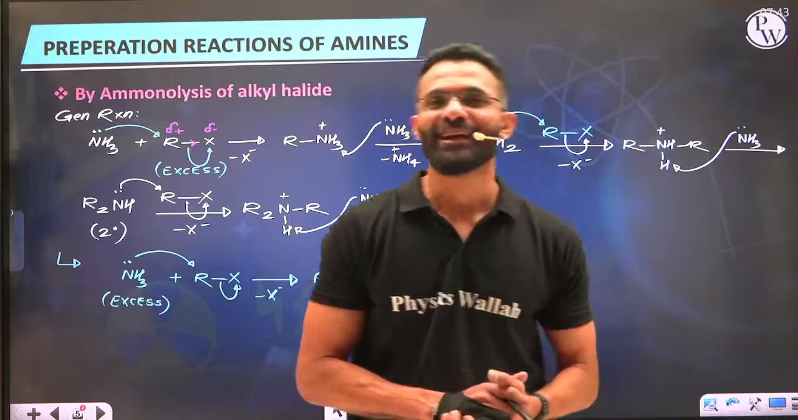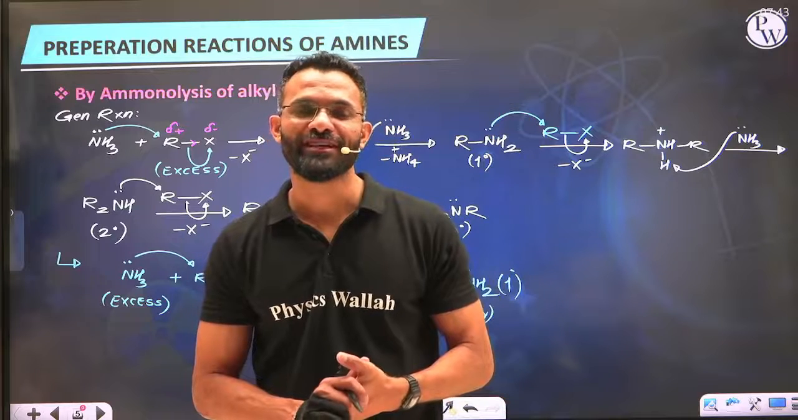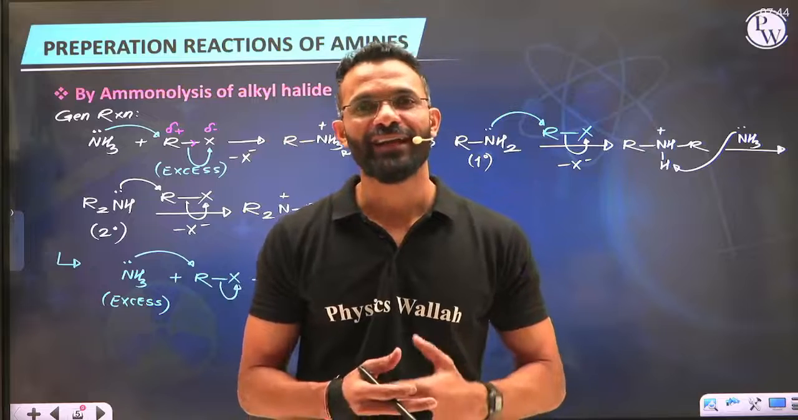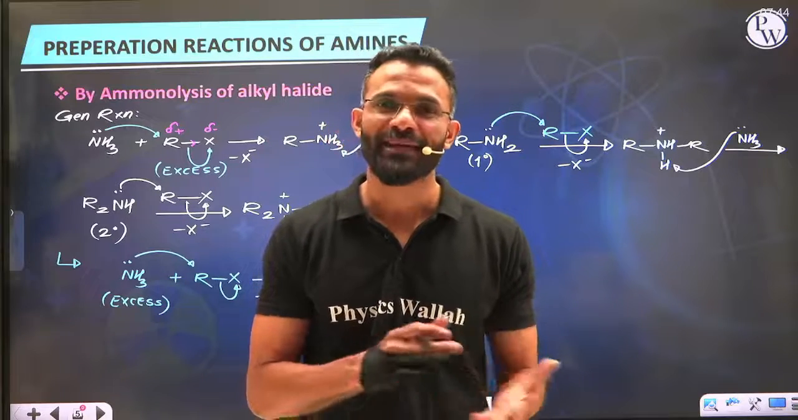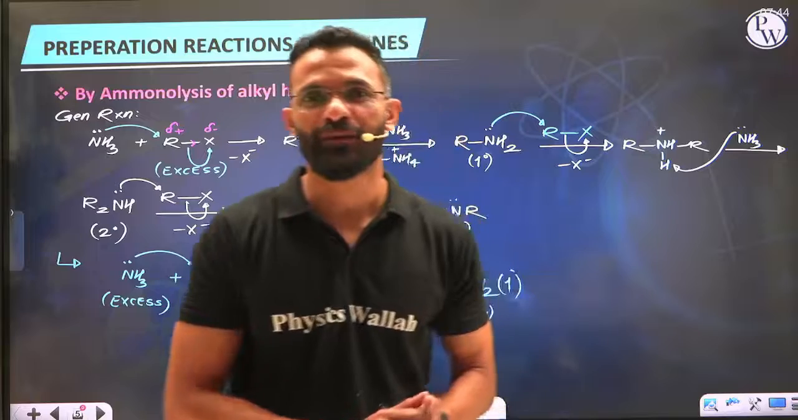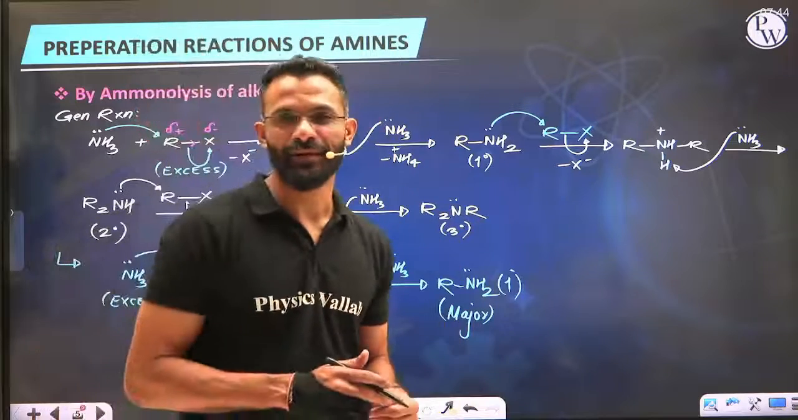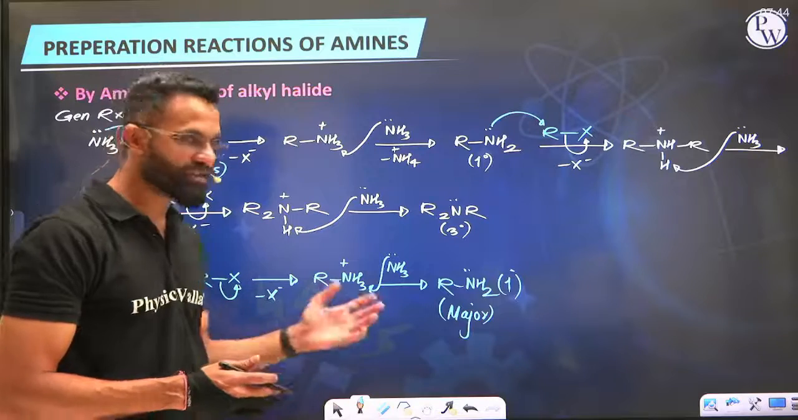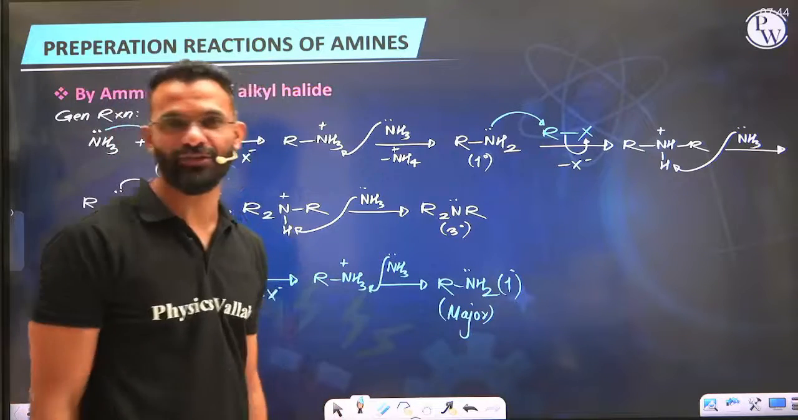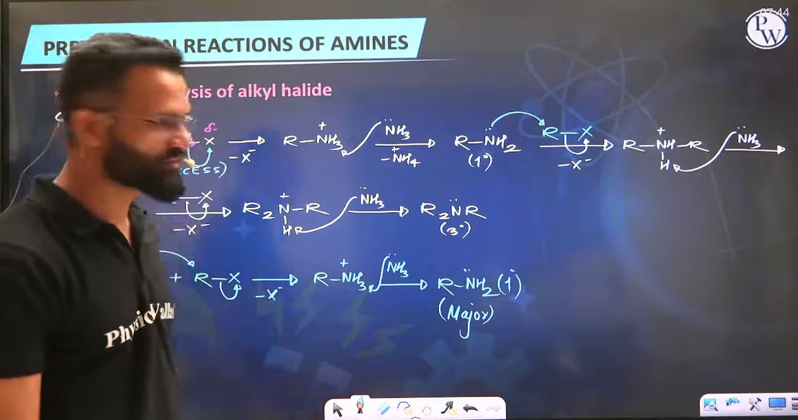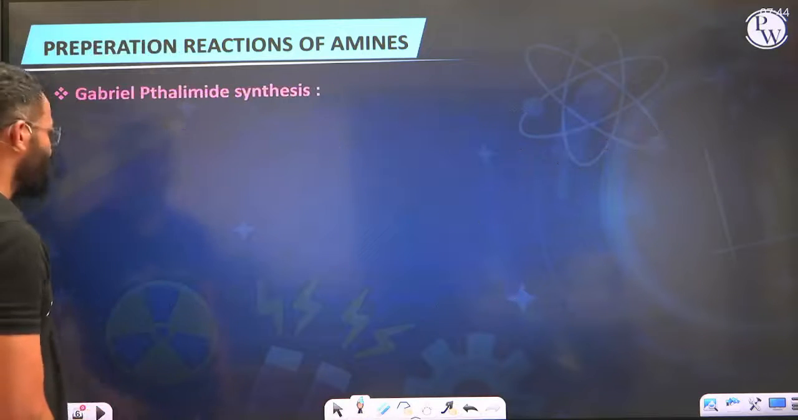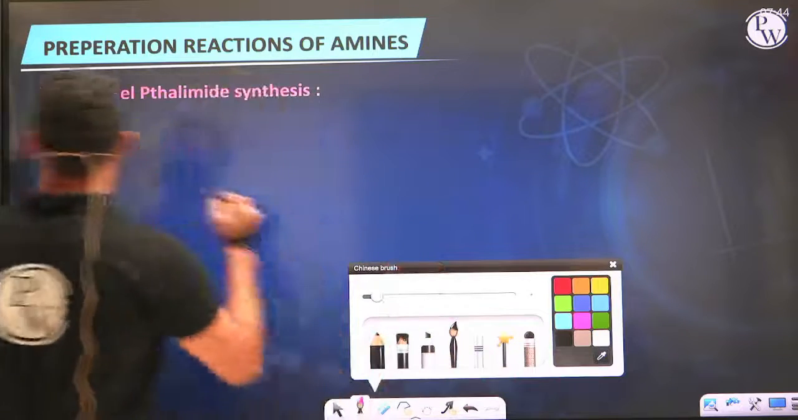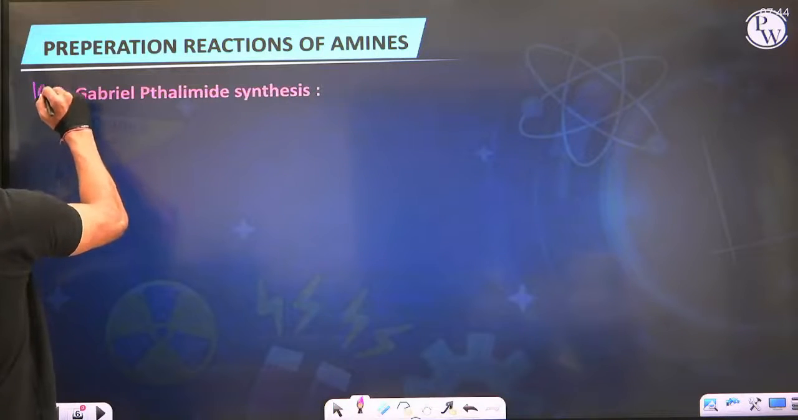Conclusion: alkylation of ammonia will always result in the formation of a mixture of primary, secondary and tertiary amine. However, if we intend to prepare primary amine as the major one, then we'll have to take ammonia in excess and alkyl halide in limited amount. That will not deny the probability of getting all three amines, but the majority of the product is going to be primary amine. That was the first method of preparation, guys. The second one is another important method, called preparation of amine by Gabriel phthalimide synthesis.